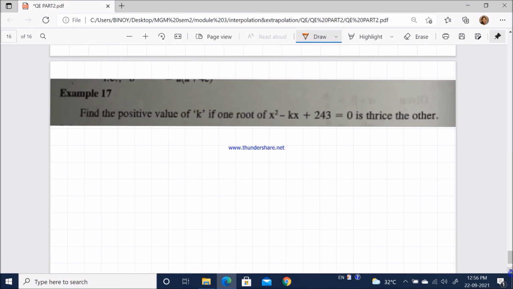So moving on to the last question. You are asked to find the positive value of k if one root of x² minus kx plus 243 equals 0 is thrice the other. So you are given the quadratic equation x² minus kx plus 243 equals 0, and you are asked to find the positive value of k. If one root is alpha, then the other root is 3 alpha.